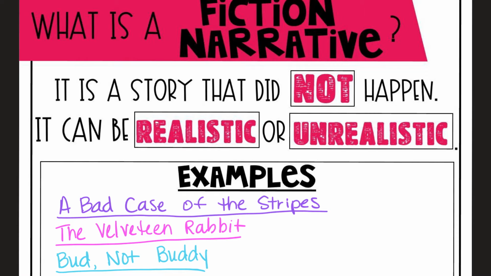Anyway, so some examples of fiction narrative are A Bad Case of the Stripes, The Velveteen Rabbit, and Bud, Not Buddy. So see if you can think of any. Maybe you enjoy reading fiction narrative.